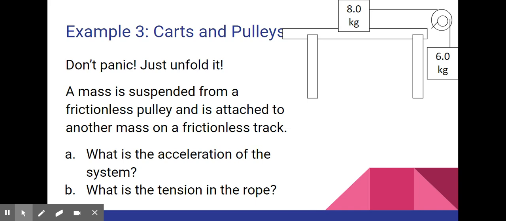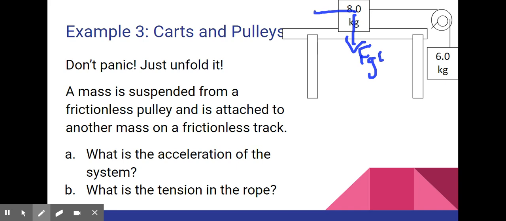So again, it's super important to just draw a really good free body diagram. Okay, so I'm not going to go ahead and solve this for you, but I am going to show you how you should draw your free body diagram so that you can properly unfold this. So we've got the force due to gravity. We'll call this mass 1.